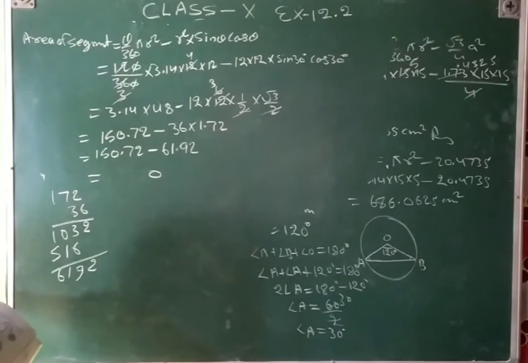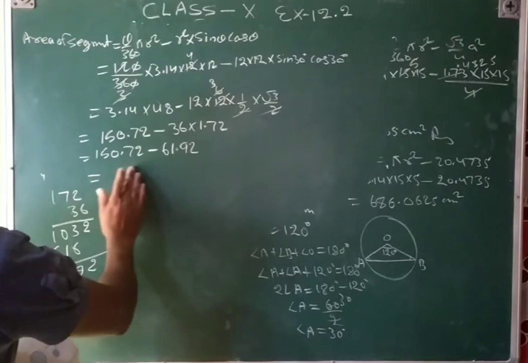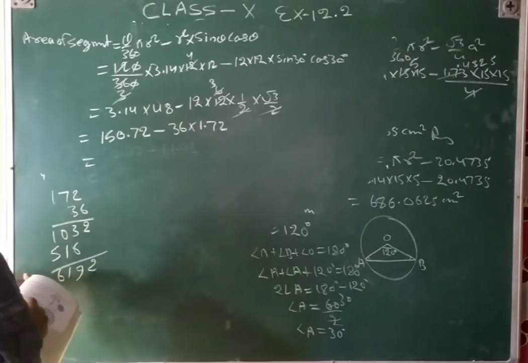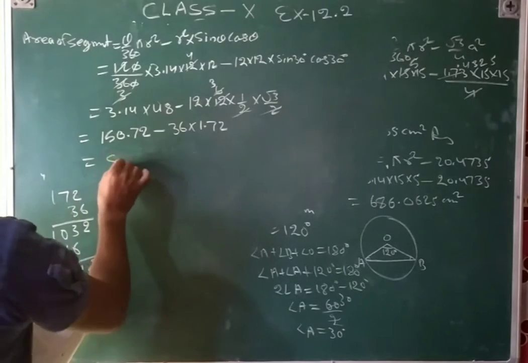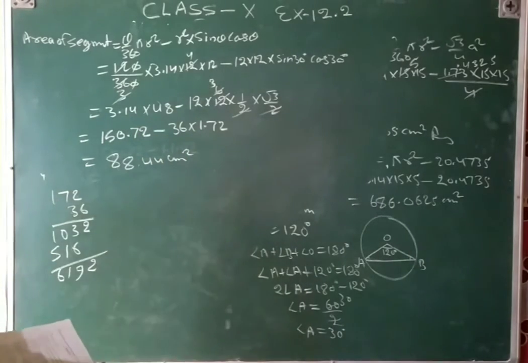Something is looking wrong, something is left here. After the multiplication and the calculation of that thing, that will become your answer, which will be 88.44 centimeter square. You can see the calculation.